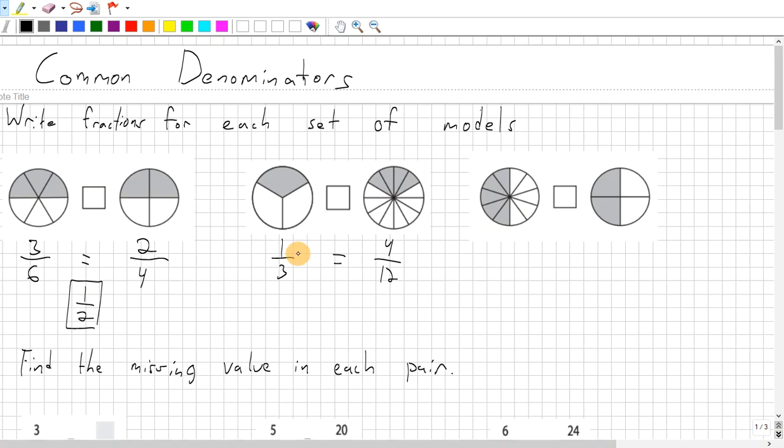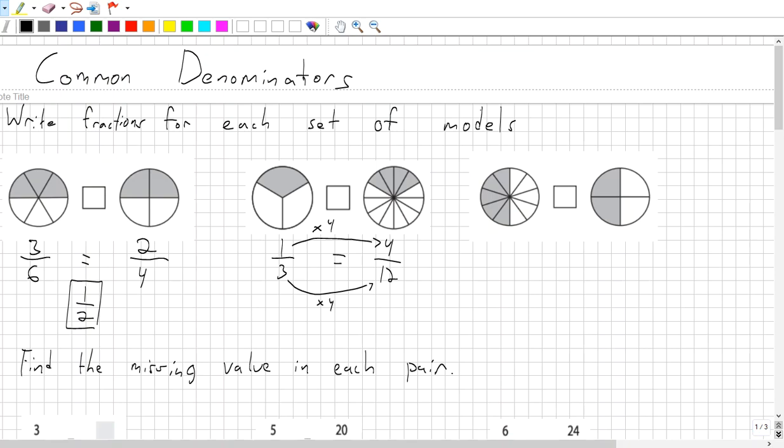And if you look at the 1 on the top of this one to the 4, what happened here? Well, you could say I multiplied that by 4, and the bottom I also multiplied by 4. So as long as you multiply the top and the bottom, the numerator and the denominator of a fraction, by the same value, you're going to end up with an equivalent fraction. And this demonstrates exactly how.